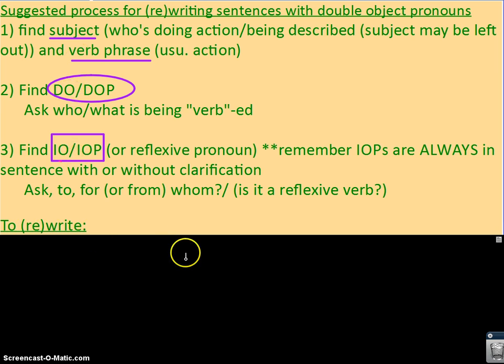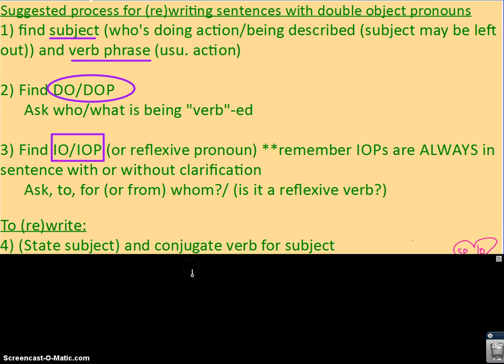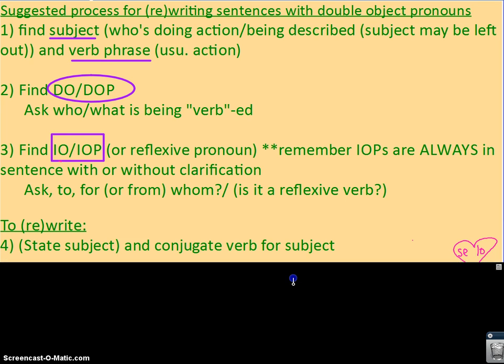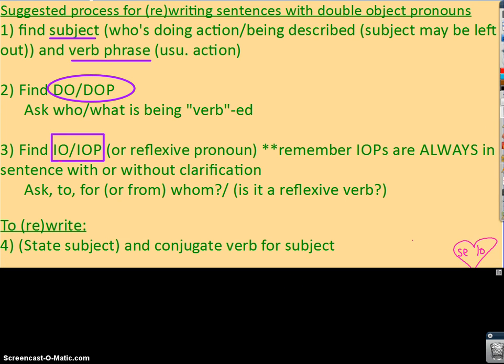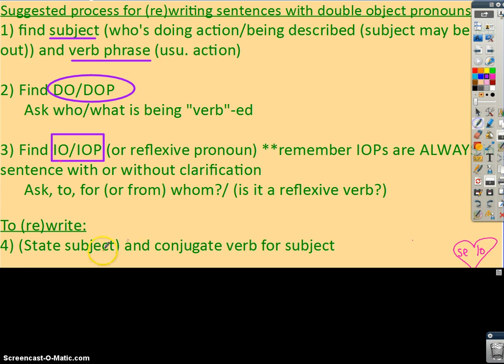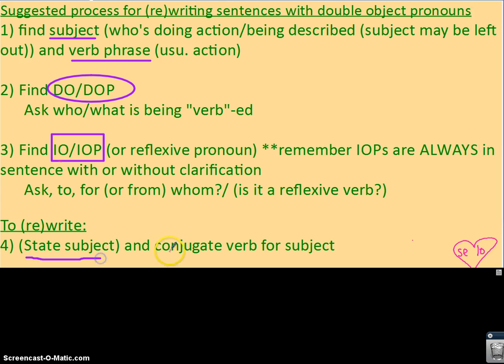Then to write or rewrite it. Step 1, state the subject. I have that in parentheses because you don't always have to state the subject, and conjugate the verb for the subject. I'm actually going to include an underline under these things.